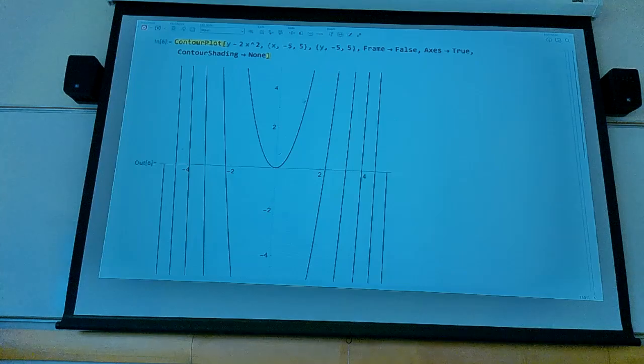I can also select the C values. Right, so right now all the C values are automatic, so it just automatically chooses the values, the scaling. That's the option. Contours is how many to use. So the contours are set to automatic.